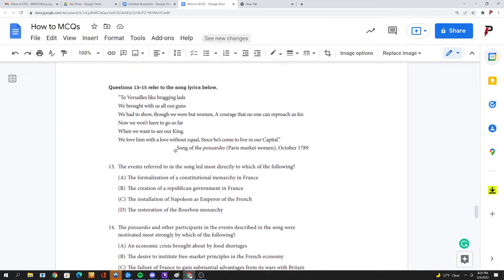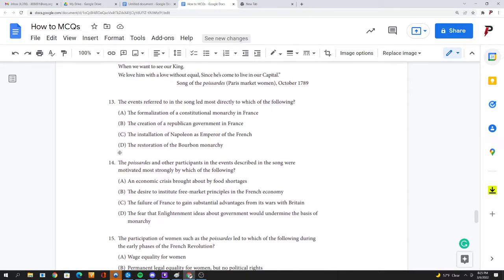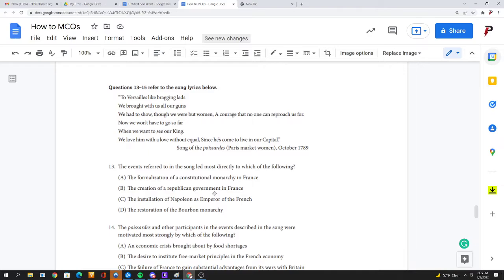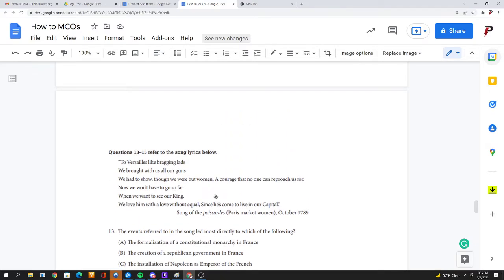However, if this was a poem about or made by the bourgeoisie, the rich people, this would most likely not be the right answer, right? You would probably have something like the desire to institute free market principles in the French economy if it was from the perspective of a bourgeoisie.